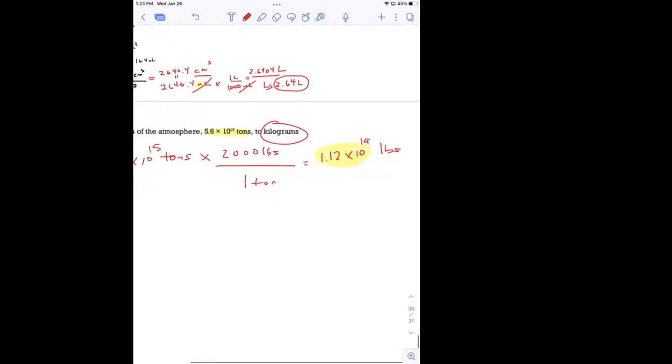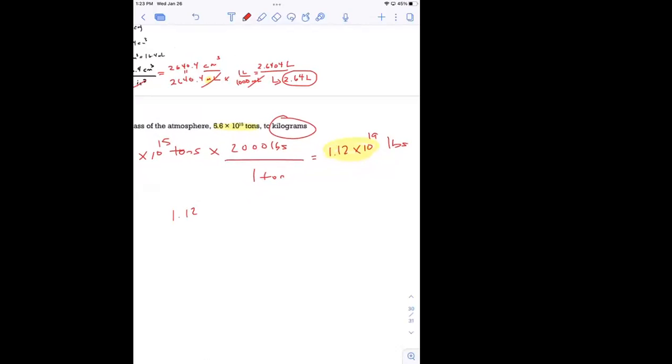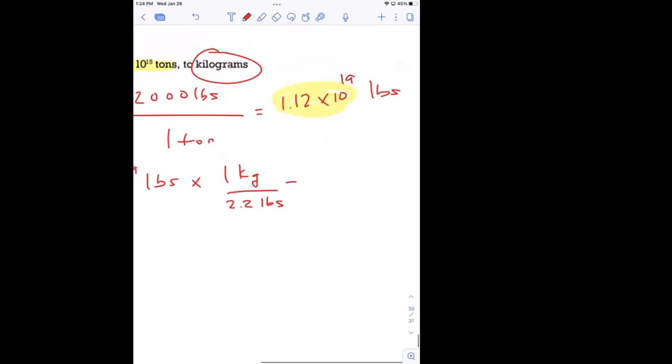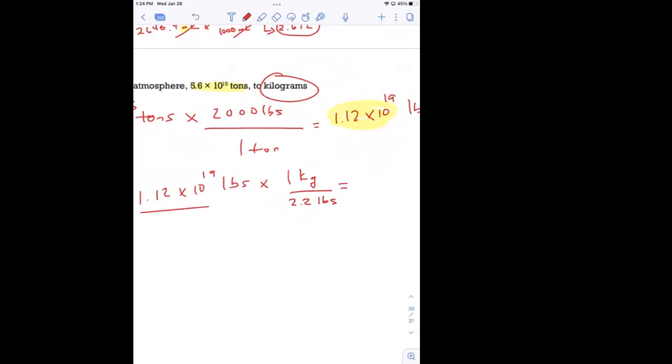We did this the other day. Kilograms on the top, over what? 2.2 pounds. Well, no, we're not going from kilograms to grams now. We're going from kilograms to pounds. So there are 2.2 pounds in every kilo. All right. So now we're just gonna take this number and divide it by 2.2.